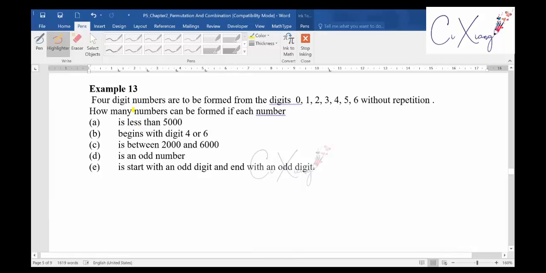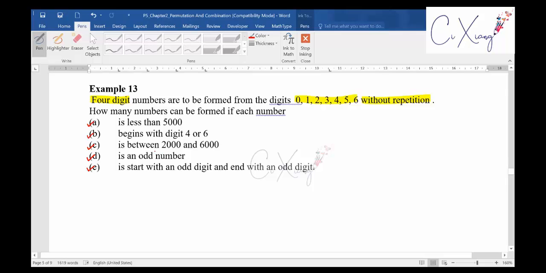Alright, so for example 13, they want you to form 4 digit numbers from 0, 1, 2, 3, 4, 5, 6, without repetition. So no numbers can be repeated. So how many numbers can be formed if each number has a restriction? First part, your number must be less than 5,000. Part B, it begins with digit 4 or 6. And then part C is between 2,000 and 6,000, and so on.